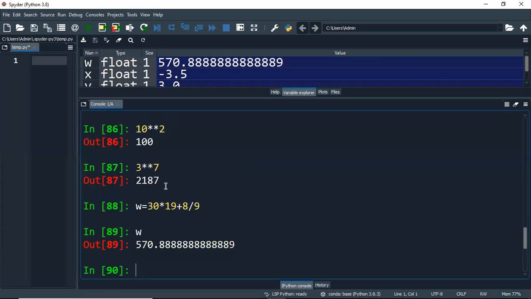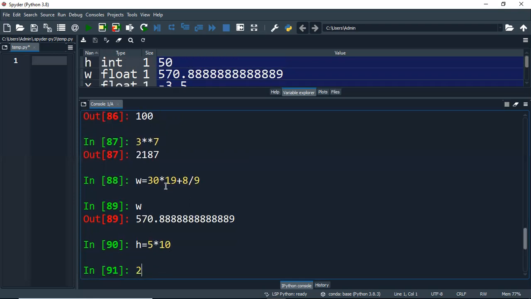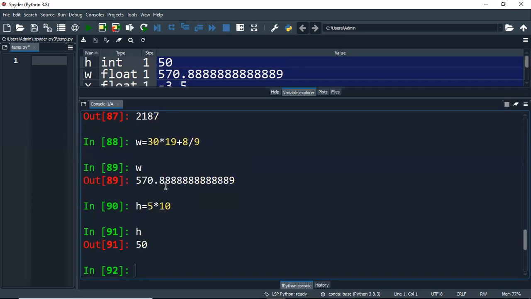Now I just say h equal to 5 multiplied by 10. Then suppose I just want to find out h, you will get the output as h. Now say I want to perform some operation on this: W multiplied by h.